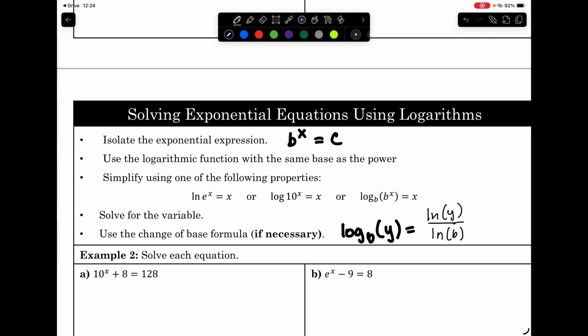And again, all of this will make a lot more sense when we look at actual examples, explicit examples of this procedure. So let's look at example 2a and see how this applies. These steps and these rules apply to that first equation, that first example there.